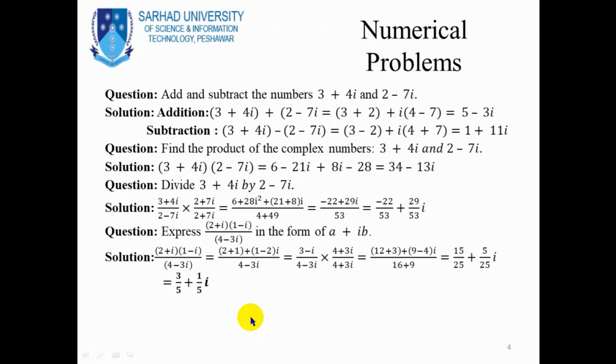Now, to find the product of two complex numbers, 3 plus iota 4 and 2 minus iota 7, so 3 plus iota 4 into 2 minus iota 7. After multiplying, we obtain 6 minus 21 iota plus 8 iota minus 28 iota square. So we obtain 34 minus 13 iota. Now to divide these two complex numbers, 3 plus iota 4 divided by 2 minus iota 7.